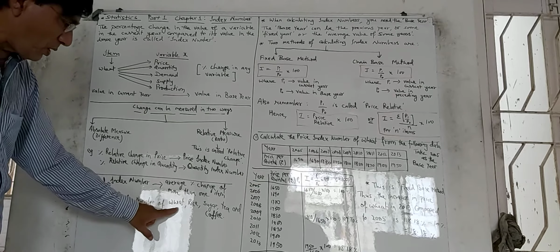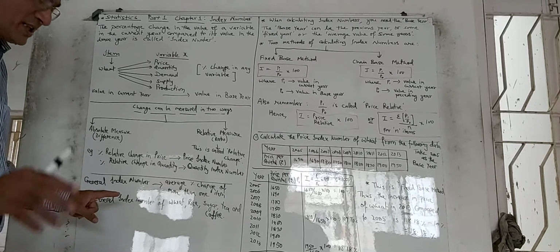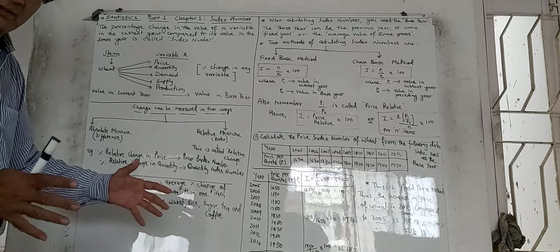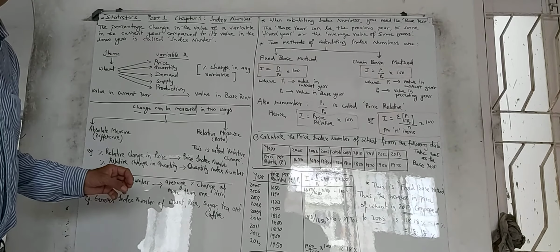How many items are there? 1, 2, 3, 4 and 5. So you calculate the index number of each one, add it up, divide it by 5 and you get the general index number of all these food items.